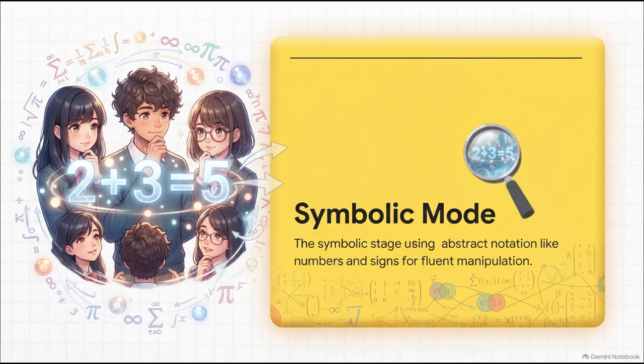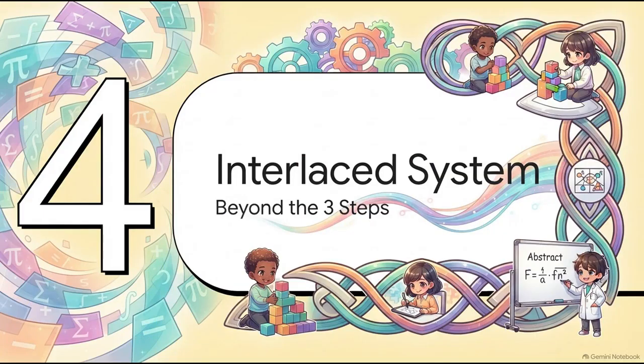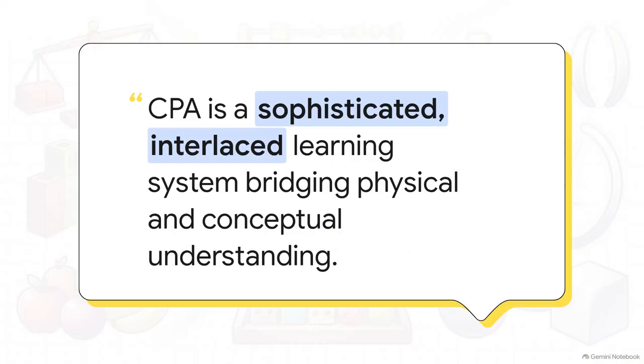It carries deep relational meaning. Which brings us to Section 4, an interlaced learning system, looking beyond just those 3 steps. Now, what's really interesting about this slide is it clears up a bit of a misconception. It's super tempting to think of CPA as a rigid, one-way street where you just check off 3 boxes and you're done. But as education expert Andy Fissarianos points out, it is actually a sophisticated, interlaced learning system.